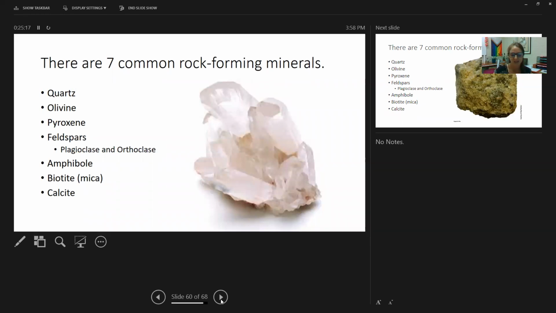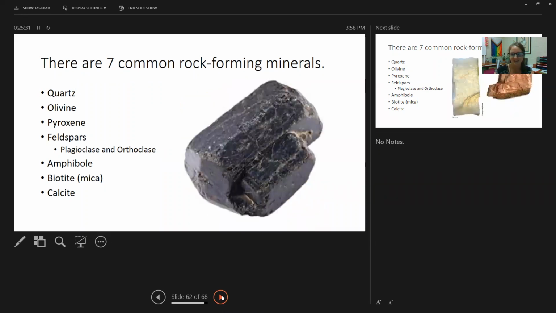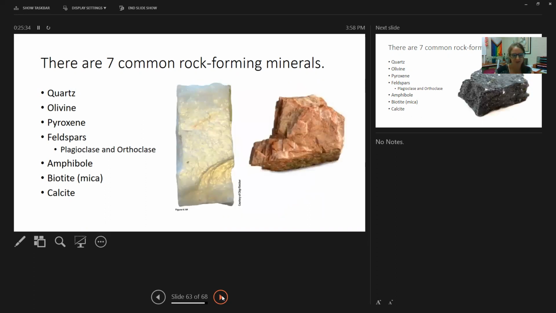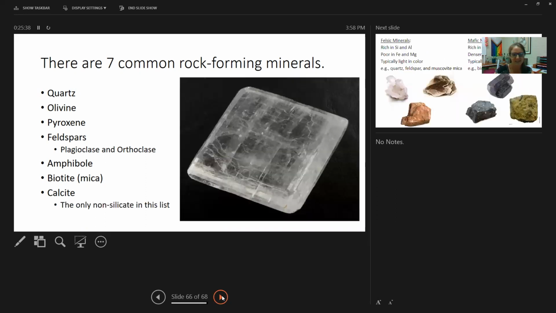So next week, as we get into rocks, these are the minerals that are going to pop up over and over and over again. The first one is quartz. We are going to see quartz everywhere. Quartz is incredibly common. The next is olivine, a beautiful olive green color. Pyroxenes, feldspars, amphiboles, biotite mica, calcite. And by the way, calcite is the only non-silicate on this list. All of the other 6 common rock-forming minerals are all silicates. Calcite's the only non-silicate.